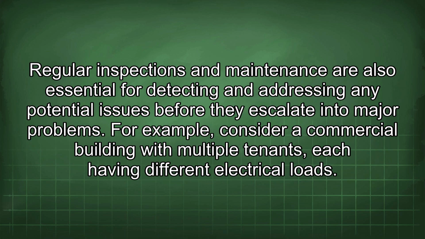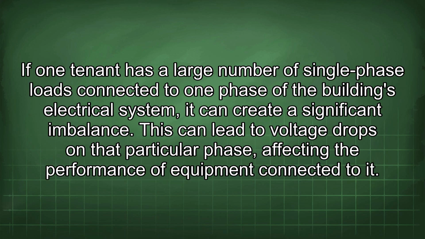Regular inspections and maintenance are also essential for detecting and addressing any potential issues before they escalate into major problems. For example, consider a commercial building with multiple tenants, each having different electrical loads. If one tenant has a large number of single-phase loads connected to one phase of the building's electrical system, it can create a significant imbalance. This can lead to voltage drops on that particular phase, affecting the performance of equipment connected to it.